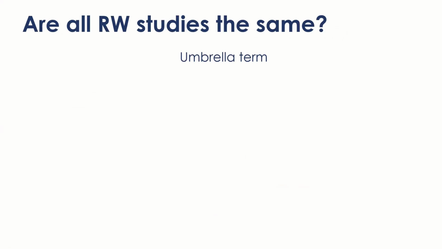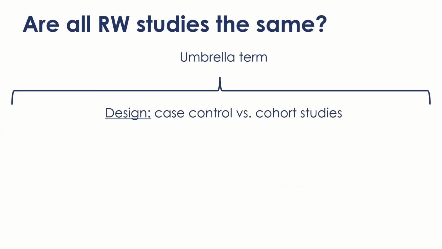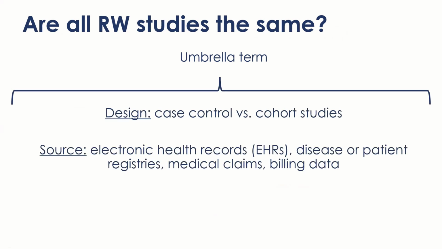Another important question is this one. Are all real-world studies the same? The simple answer is no, because real-world studies is an umbrella term that includes studies of different design, with different sources of data, and different types of data.